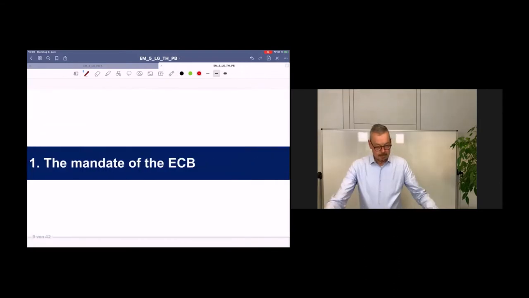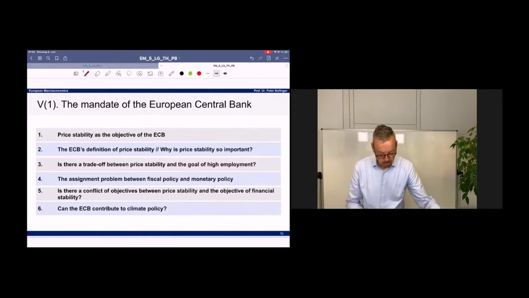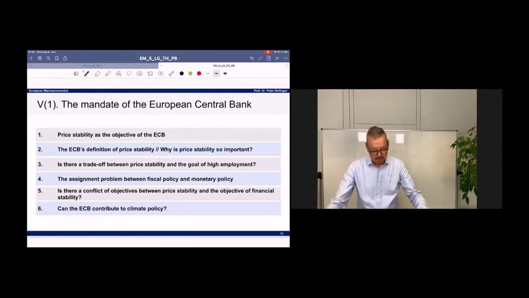Okay, so price stability is the main task of the ECB, and we will go through these different aspects of this mandate. We'll talk about price stability as the ECB's objective. We'll talk about the ECB's definition of price stability. We'll ask, is there a trade-off between price stability and high employment? We'll talk about the division of labor between fiscal policy and monetary policy, because it's not as easy as the ECB describes it. It's one of the interesting aspects of this assignment in dealing with shocks.